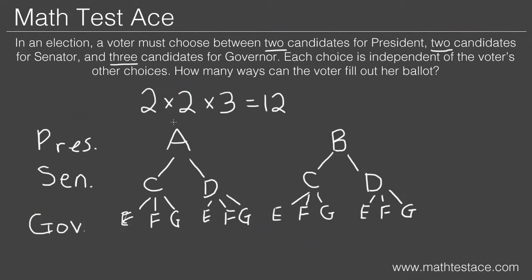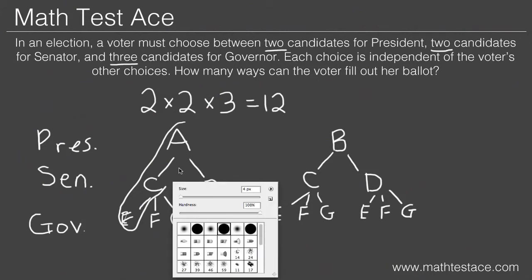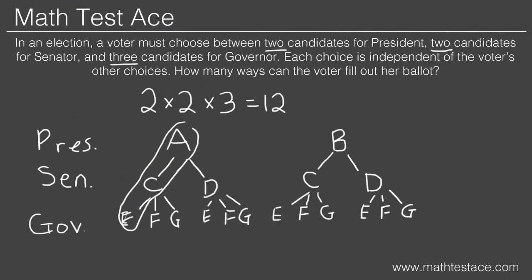You'll see that as you walk down the decision tree, you come up with a different ballot each time. The first one is the ballot where she chooses A, C, and E. The next is A, C, and F, A, C, and G, A, D, and E, A, D, and F, A, D, and G, and so on. Each of these is a possibility for how she chooses her ballot, and we have every single possibility that she could possibly make here in our diagram.